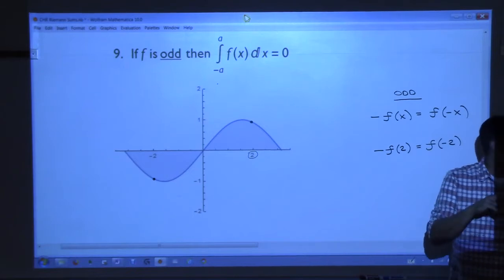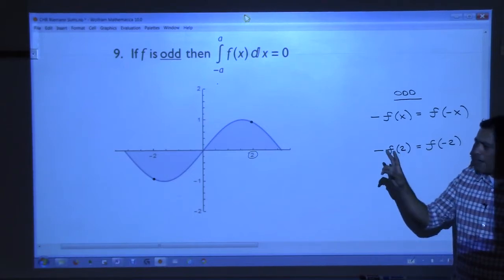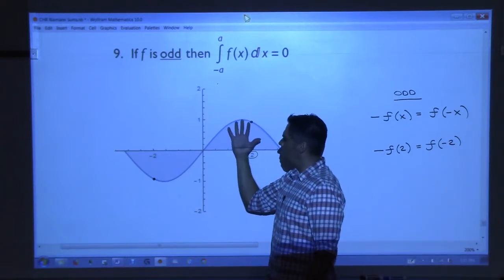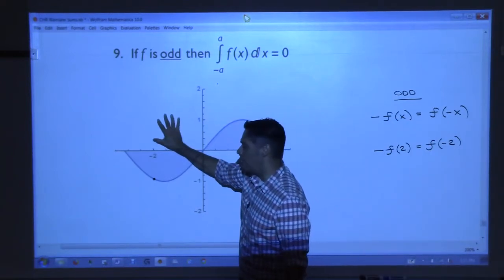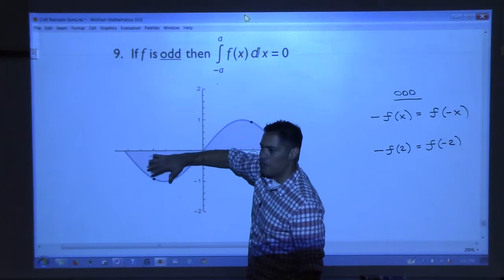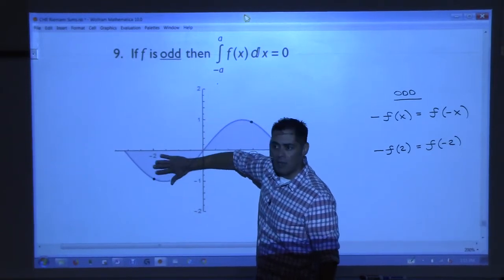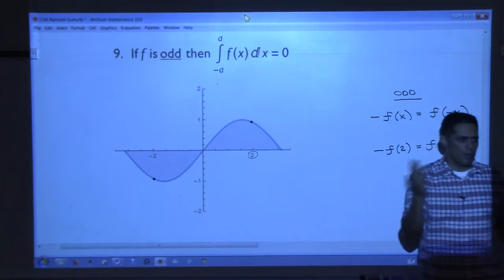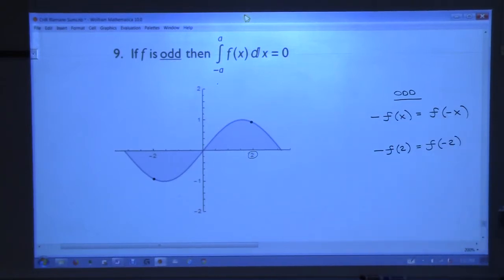Yeah, it's basically a double reflection. It's over y, then x. Or you can go over x, then y. So if I reflect this piece over the y-axis, it's here, right? And then when I reflect that over the x-axis, it lands here. So odd functions are like double reflections, over y, then x. All right?